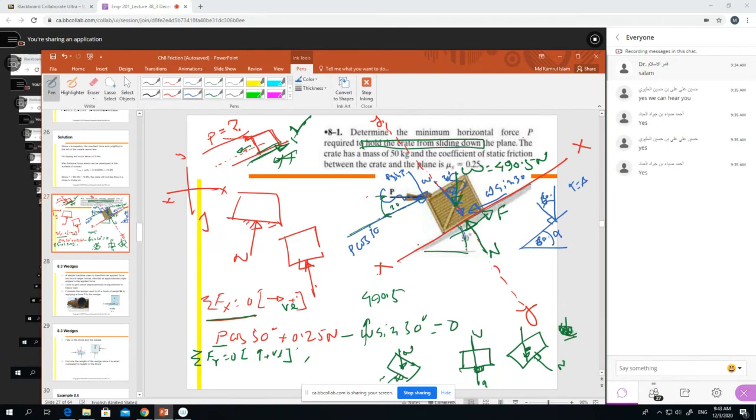Now we can write the equation: summation of Fx equal to 0. What components do we have? We have P cos 30 degrees. In the upward direction we assume plus, so plus this force F. F equal to, we already learned, mu s into N. So mu s equal to 0.25 into N, right? So we write 0.25 N plus P cos 30 degrees, and because this one is working downward, minus W sin 30 degrees, and W equal to 490.5, and equal to 0, there is no other force here. So this is the one equation, right? This is the repetition of the last class we discussed.